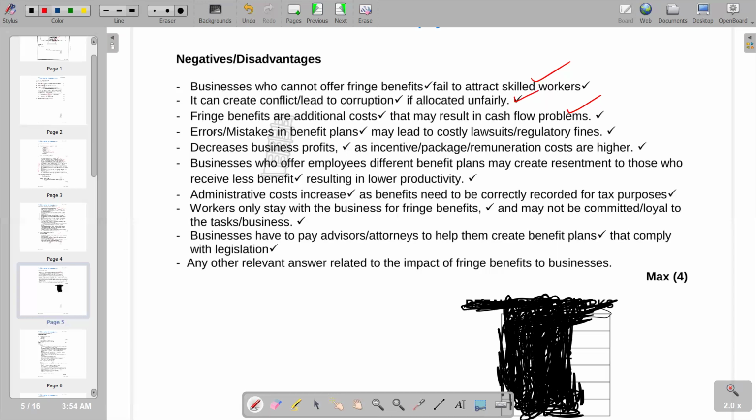And then the next one is saying errors or mistakes in benefit plans may lead to costly lawsuits and legal regulatory fines. So again, if we make some errors in those plans, and then we have charges in terms of lawsuits or regulatory fines, it's going to be more costly to the business, which is a negative. So we have other points that we can also go through, which are also correct, which we can include on this part. So basically, this was the last part of our question 3.